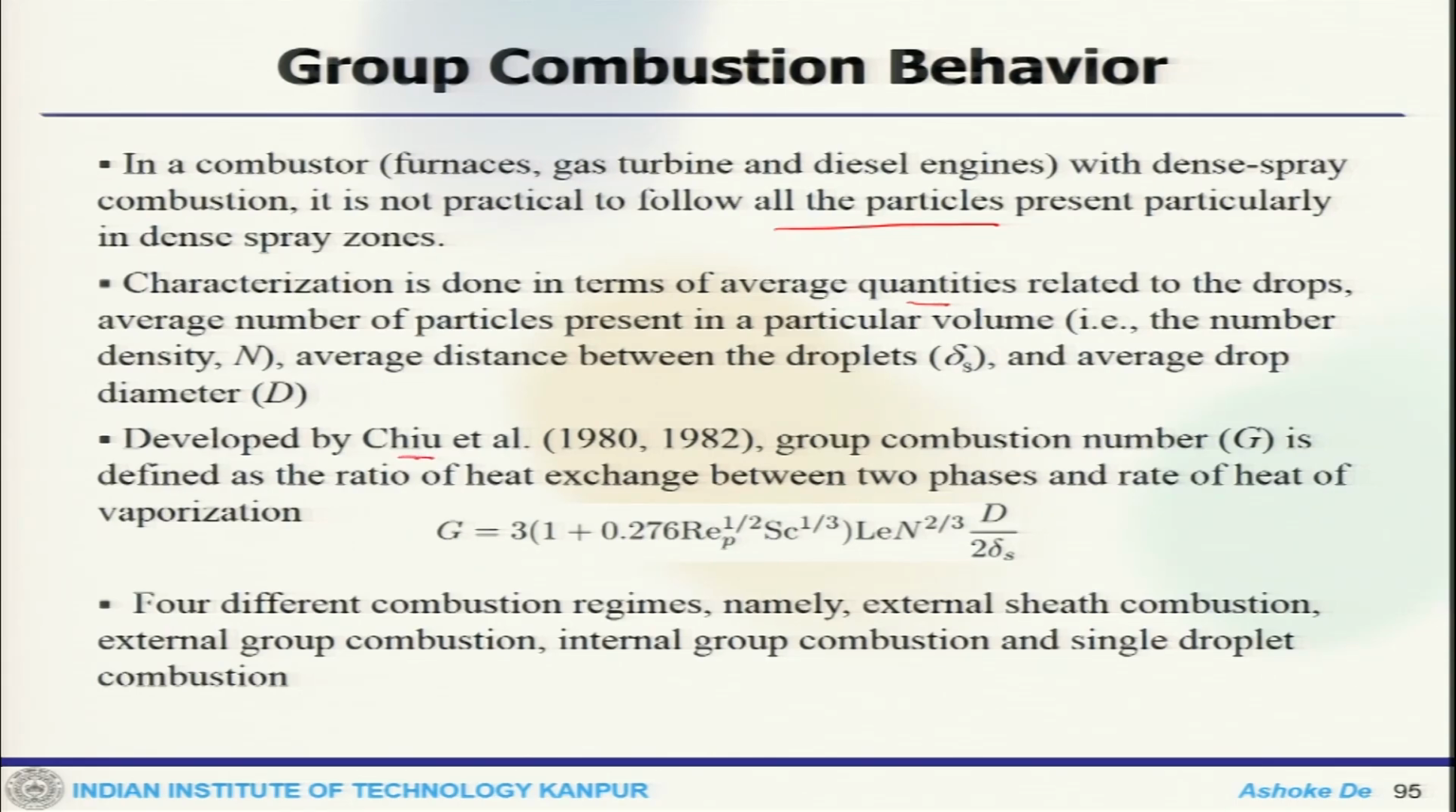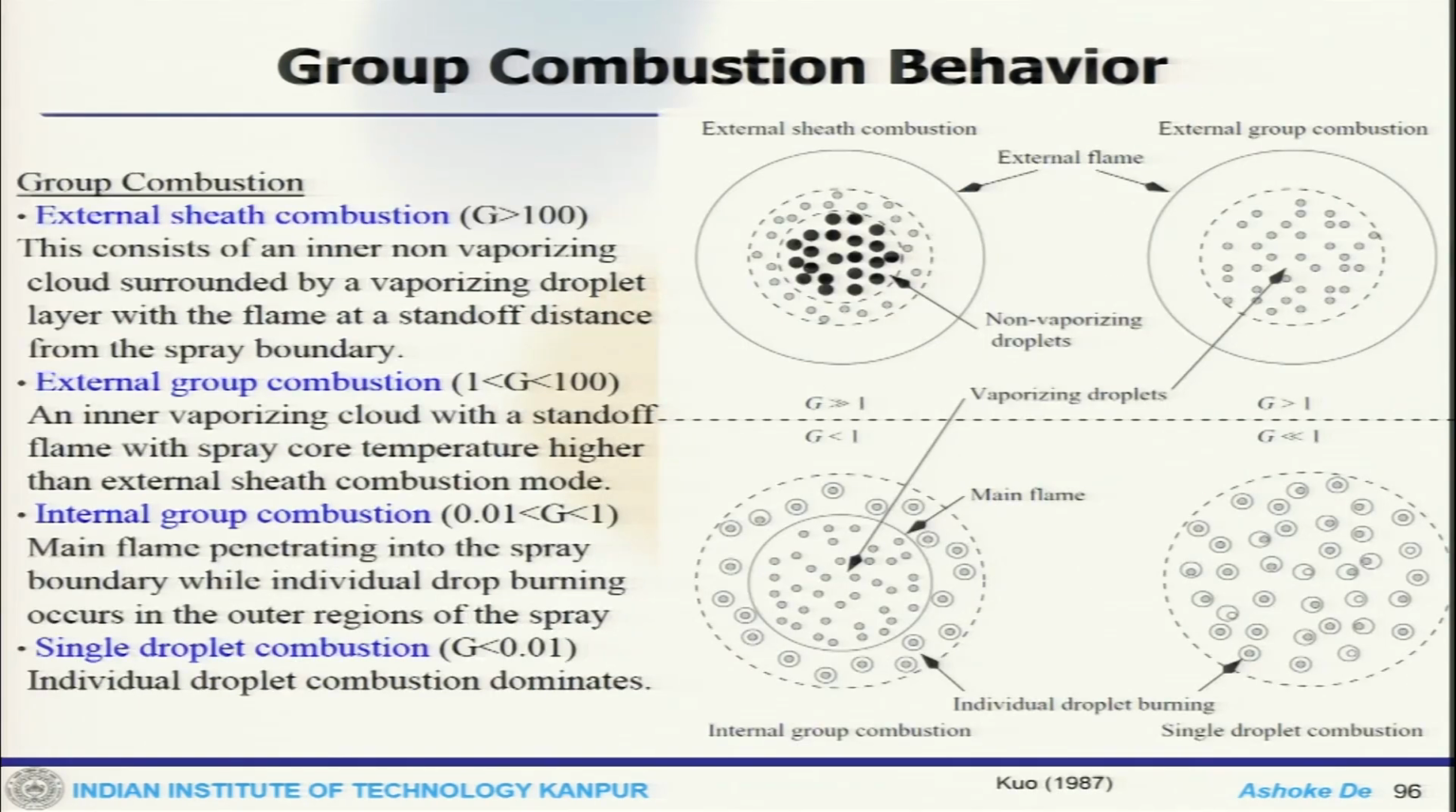This was developed by Chiu: the group combustion number, which is defined as the ratio of the heat exchange between two phases and the rate of heat of vaporization. Depending on this, one can have external sheath combustion, where the group combustion number G is greater than 100. This consists of an inner non-vaporizing cloud surrounded by the vaporizing droplets. Now, there could be external group combustion where G is between 1 and 100, with an inner vaporizing cloud with a stand-up flame, spray cone temperature higher than this, or internal group combustion or the single droplet. You can find out the details of what these are.